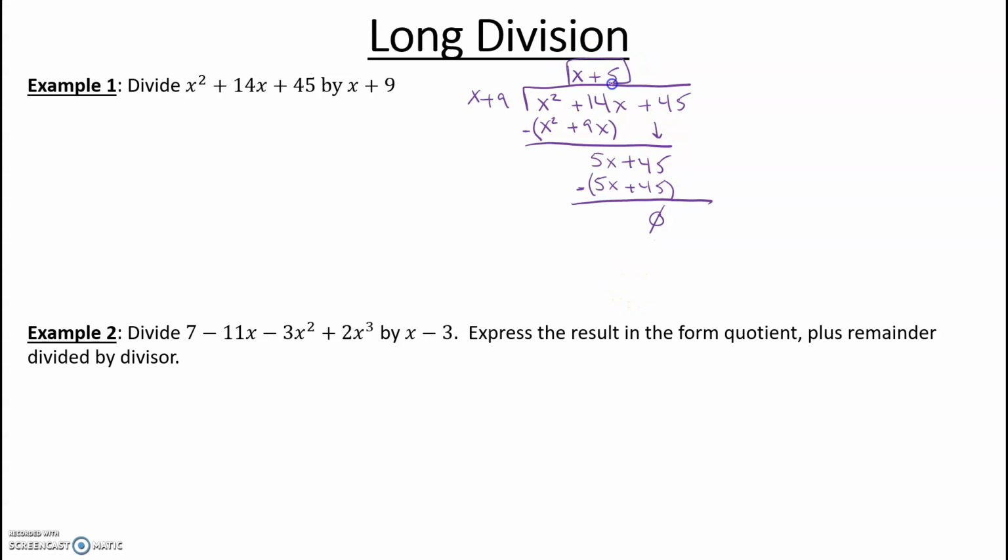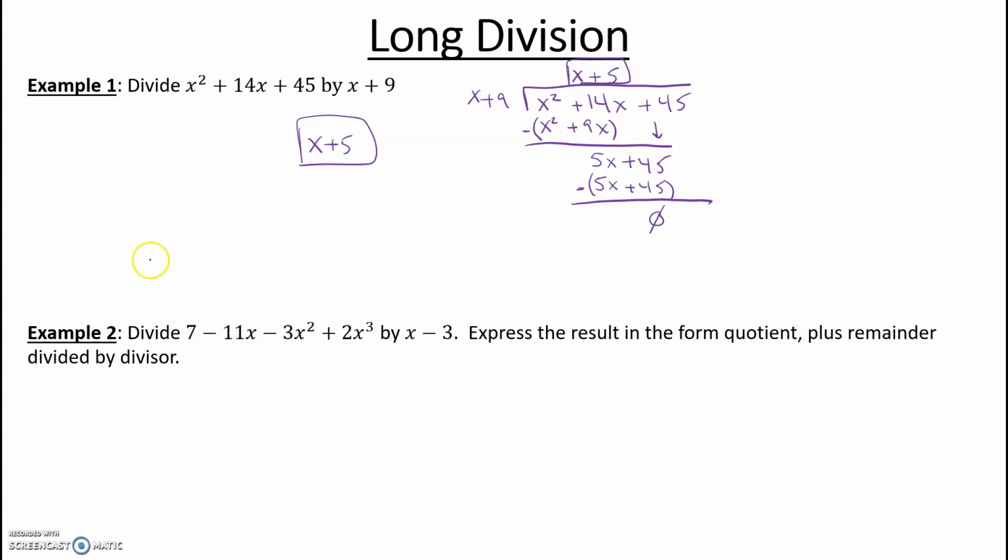So there's your answer, right? This divided by x plus 9 is x plus 5. And if you wanted to check yourself, remember the opposite of division is multiplication. If you multiply, you should get that. X plus 5 times x plus 9 is what you divided. Okay, so there's your answer.